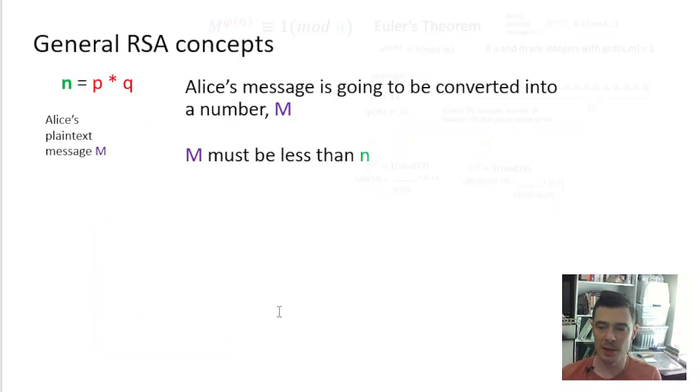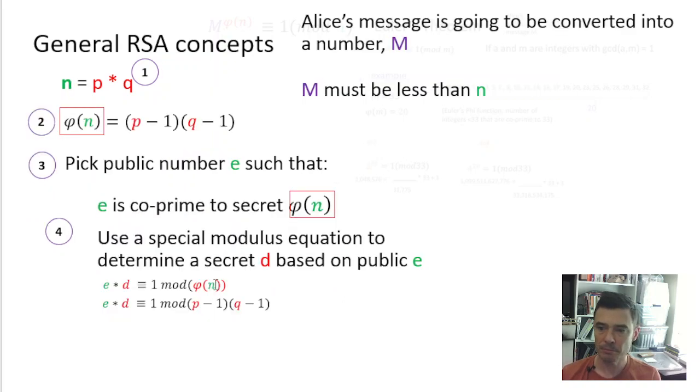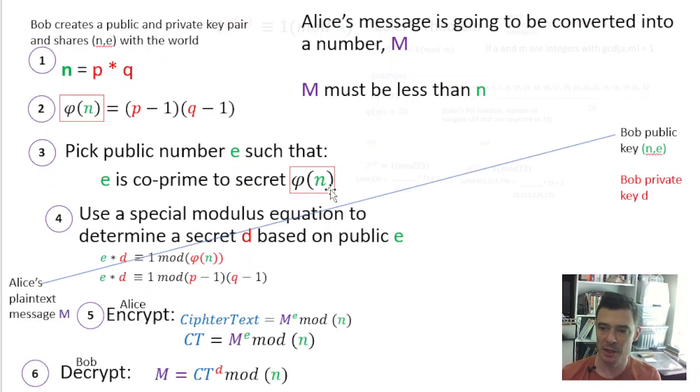And in the RSA process, just as a consideration, your message size has to be less than your n. But by the steps now, we pick 2 large prime numbers, we calculate n, we calculate phi of n. And for step 3, we select a public number e, and we determine d. We'll do an example of this here in a second.